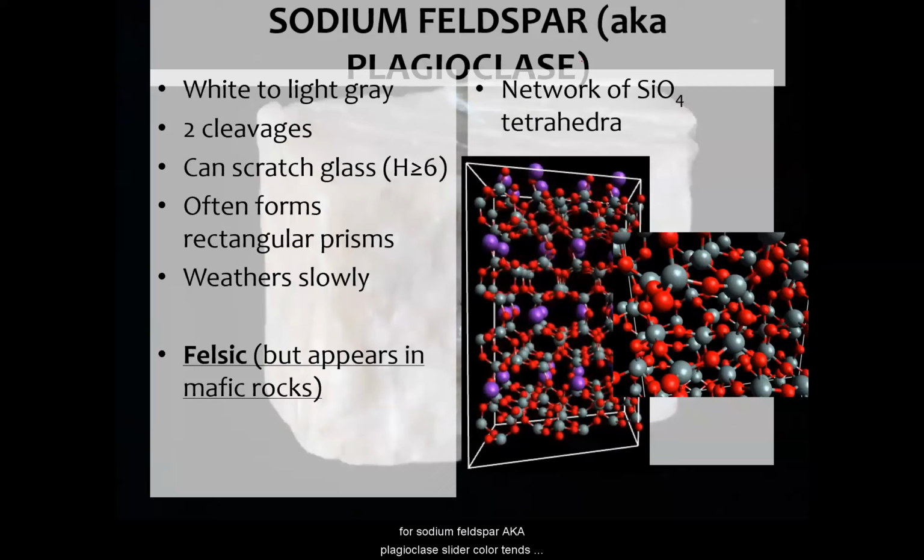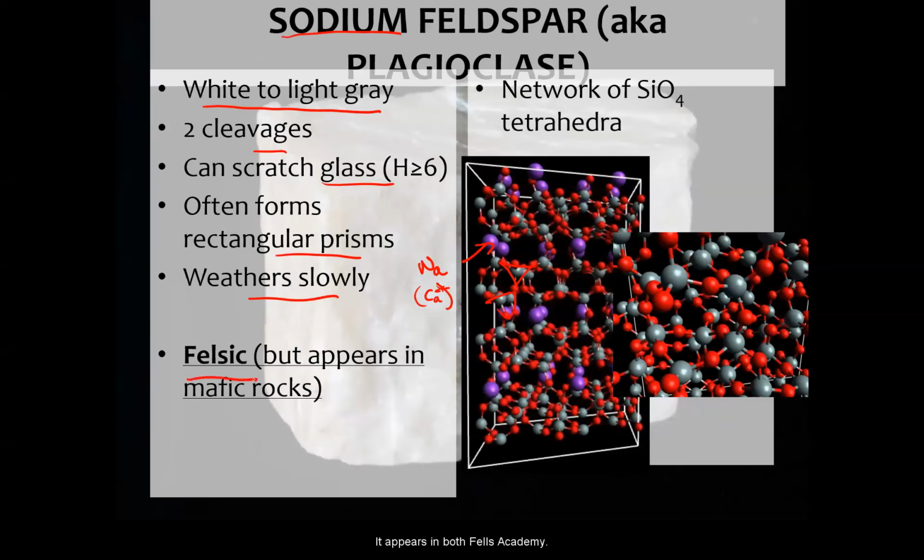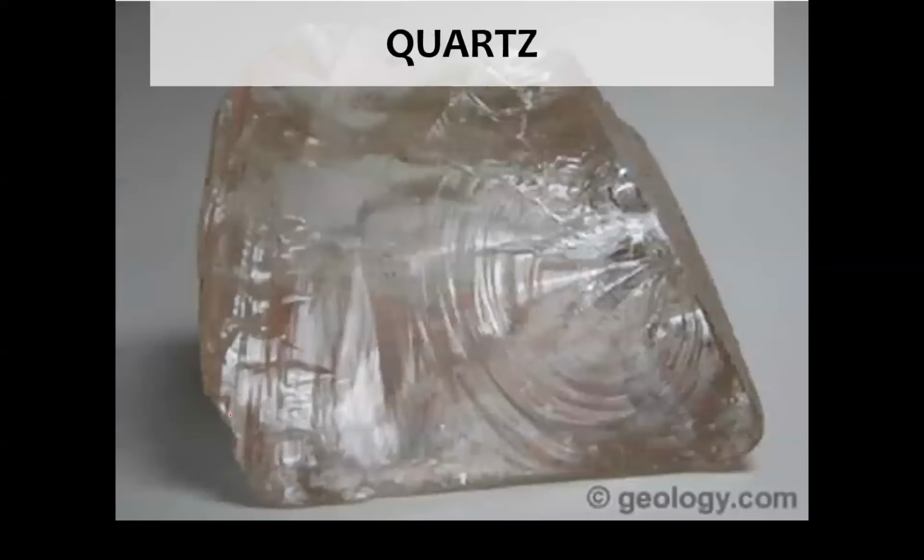Sodium feldspar, aka plagioclase, it's lighter in color, tends to be white to light gray. 2 cleavages, can scratch glass, forms rectangular prisms, weathers slowly because once again, these are all connected to one another. And instead of potassium now, these ions are sodium and a little bit of calcium substituted in sometimes. But right, we're calling it sodium feldspar, so most of that's going to be sodium. This is felsic. It appears in both felsic and mafic rocks.